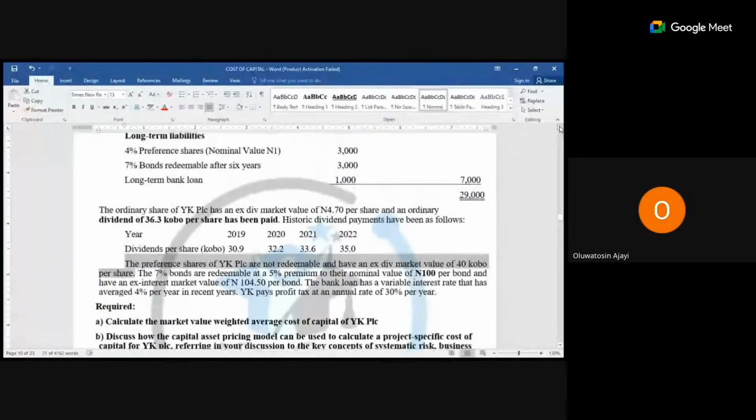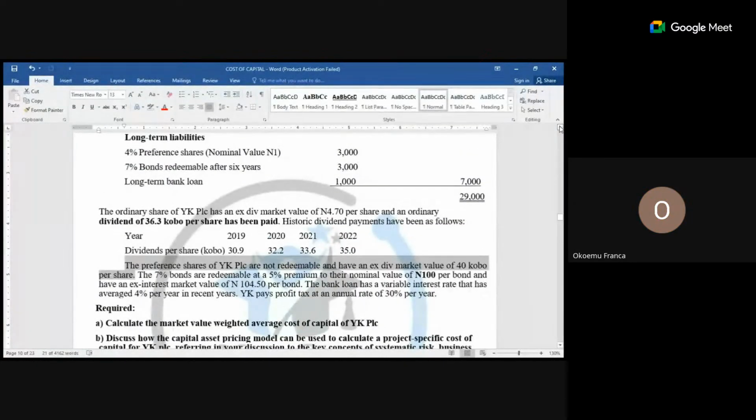Current preference dividend over market value, that is what will give you the current dividend, by using the percentage at the back of the nominal value. We use the 4% to multiply the nominal value. Okay, that's fine. That makes sense.